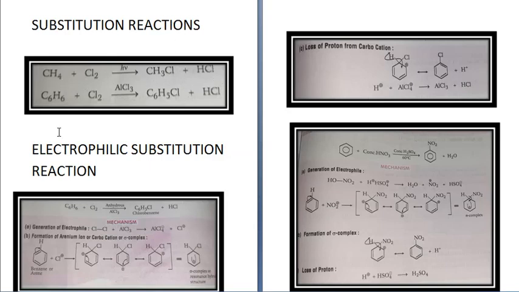Similarly, C6H6 plus Cl2. One hydrogen will be removed, so C6H5, and in its place one chlorine. So C6H5Cl plus HCl. So these are substitution reactions. Now substitution reactions also are of different types. First is electrophilic substitution reaction. In this, one electrophile gets replaced by another.